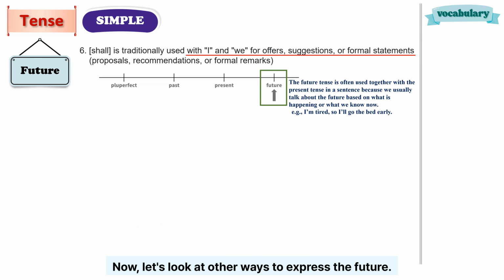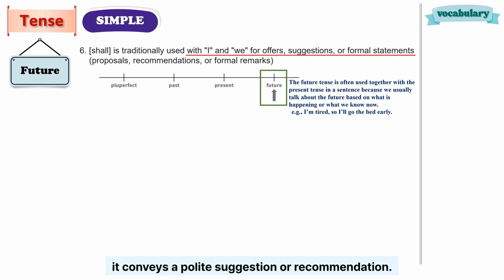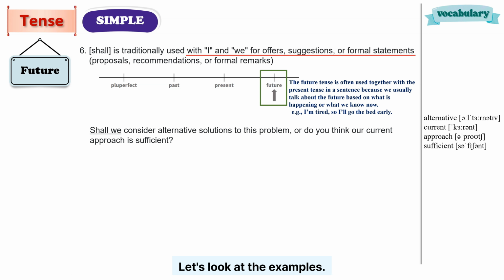Now let's look at other ways to express the future. Traditionally, when the modal verb shall is used with the subjects I or we, it conveys a polite suggestion or recommendation. It's not exactly the same as honorific speech in Asia, but it carries a similar sense of showing respect to the listener. Let's look at the examples.